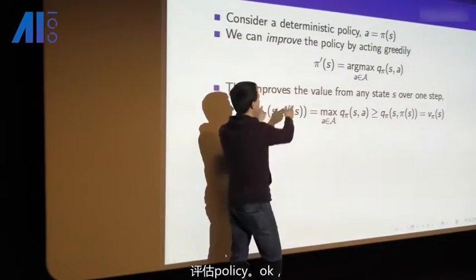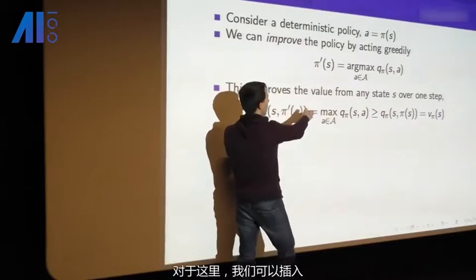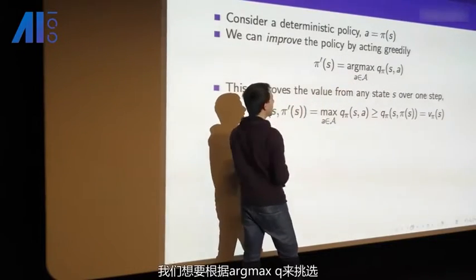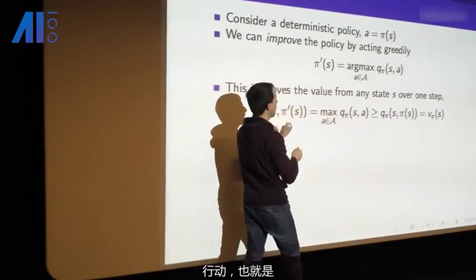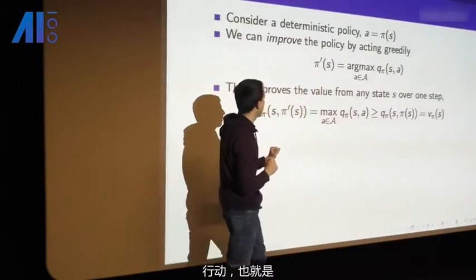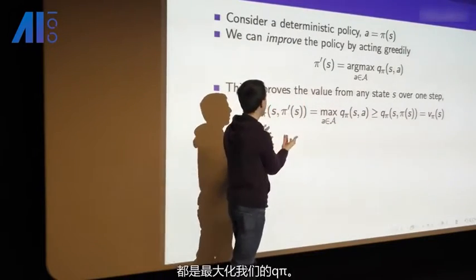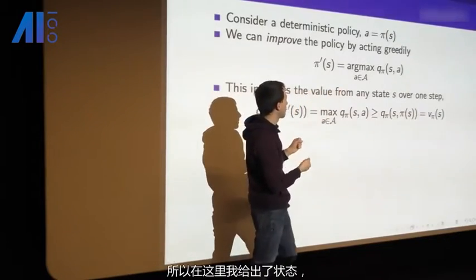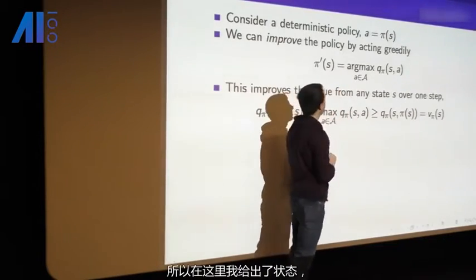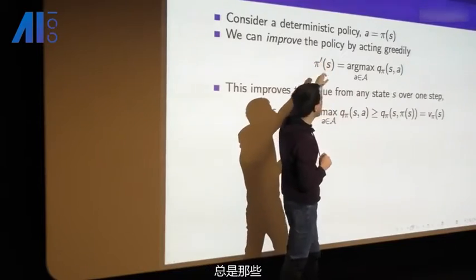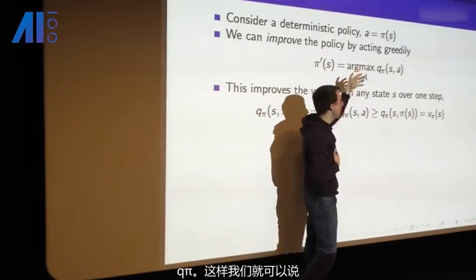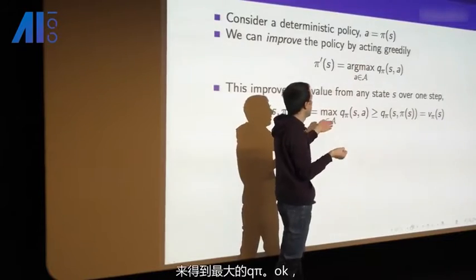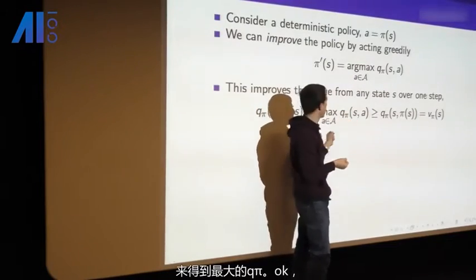Okay, so this thing, we can just plug in the definition of the argmax. If we are selecting actions by taking argmax over the Q values, that means we're always taking the action that maximizes our Q pi. So that gives us this term here. The action we're picking is always the one that gives us the most Q pi, and so the value of that is the max over our Q pi's.